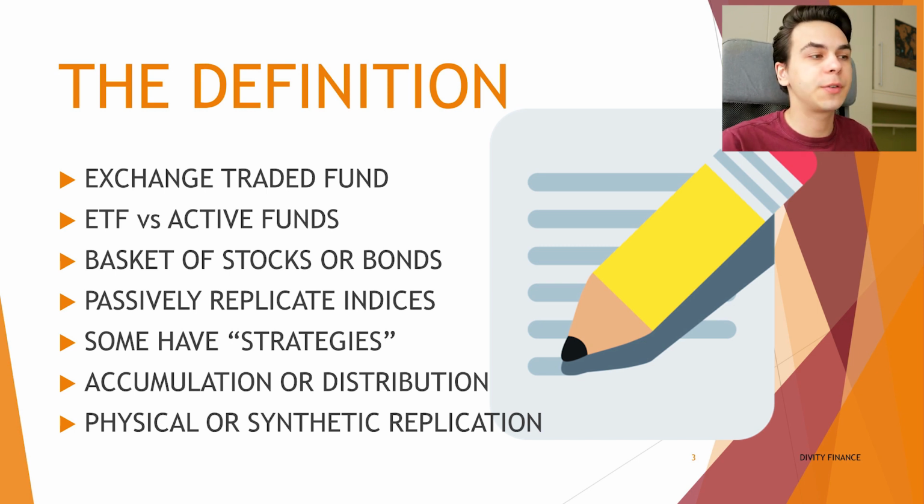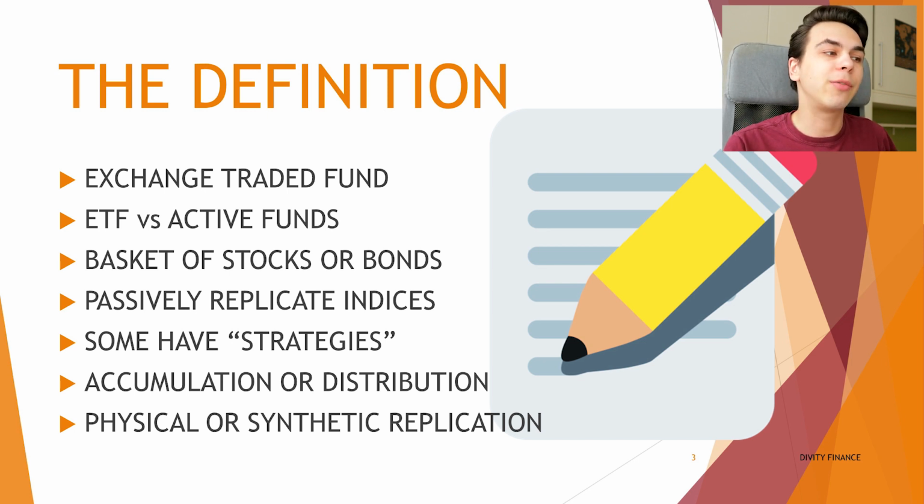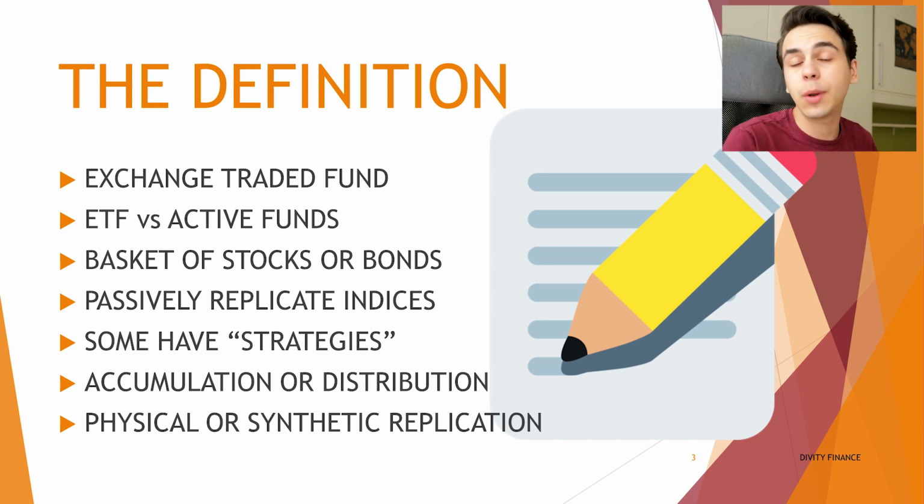There are some ETFs that we can choose which have strategies. We will talk about them in a little bit. Then we have accumulation or distribution ETFs. What we mean about accumulation distribution is about the dividend. We are talking about the dividends. So some ETFs can accumulate the dividends, so reinvest the dividends in the ETF itself, or they can distribute the dividends to the investors in the ETF.